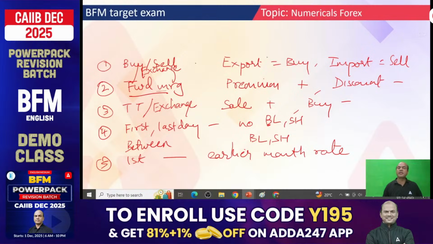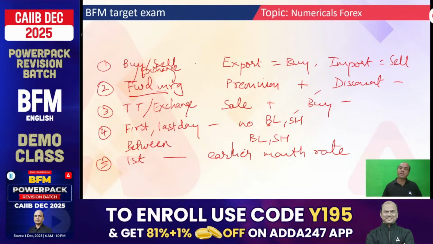Buy or sell. Again, I'll just repeat. Whenever it's export, you will buy. Whenever it's import, you will sell. Forward margin: whenever it's premium, you will plus. Whenever it's discount, you will minus. TT margin: whenever it's sale, you will plus. Whenever it's buy, you will minus.